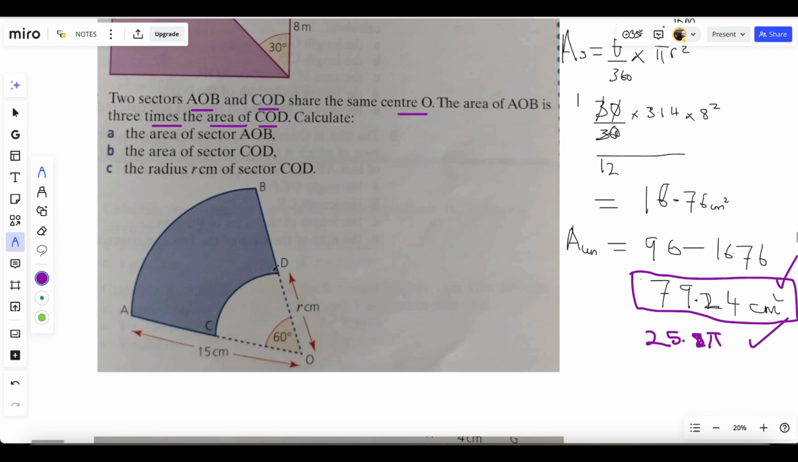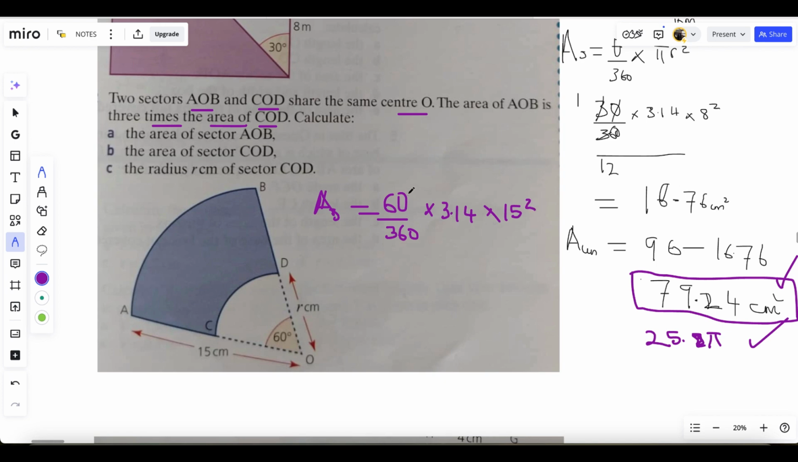So the area of AOB is the same as what we've just done, the area of a sector. The area of a sector S is the angle, which is given as 60, so theta over 360, which is 60 over 360 times pi r squared. The value of pi is 3.14 times the radius squared. What's our radius? It is 15 for the big one. So you say times 15 squared. When you square 15, you get 225.